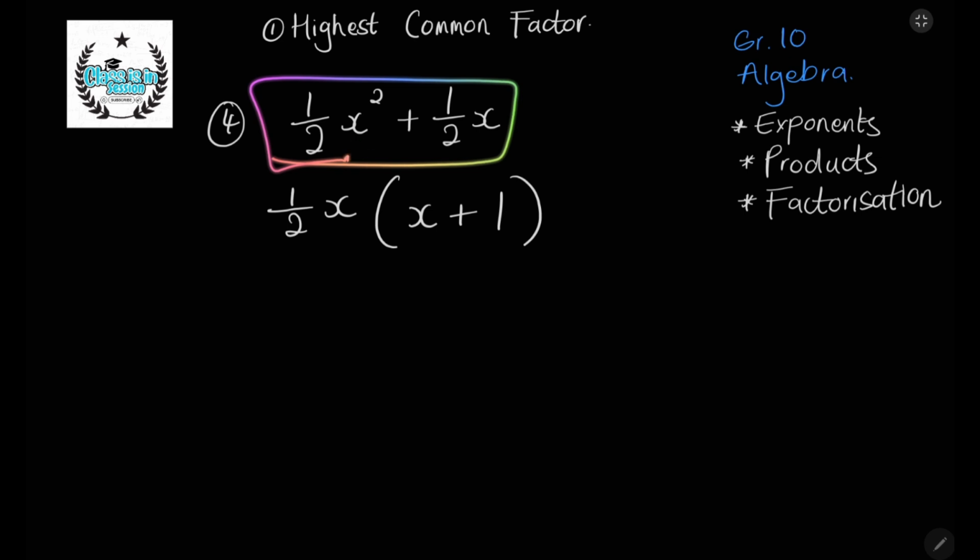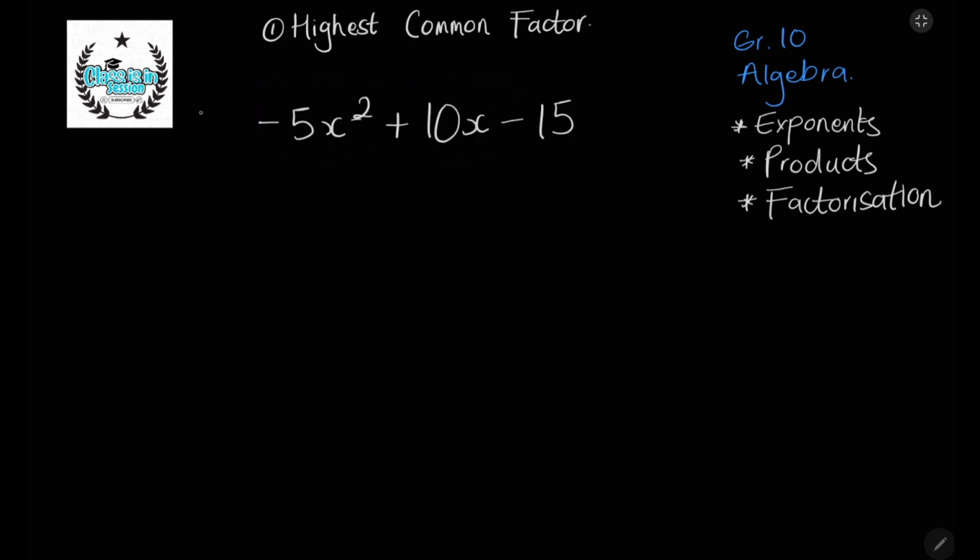Now let's do the last example. For the fifth example, let's try negative 5x squared plus 10x minus 15. The same negative common factor. To solve this, let's check first. We have negative 5, 10, and 15. We have x squared and x. However, the last term doesn't have x, so x is not in common.